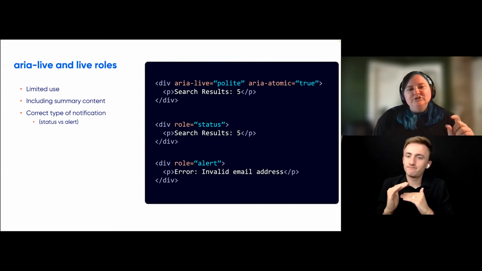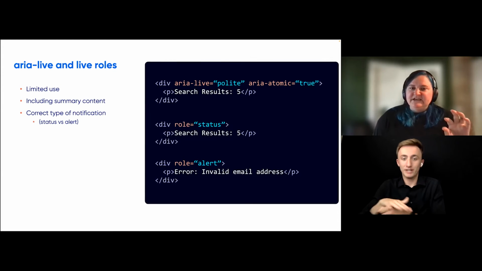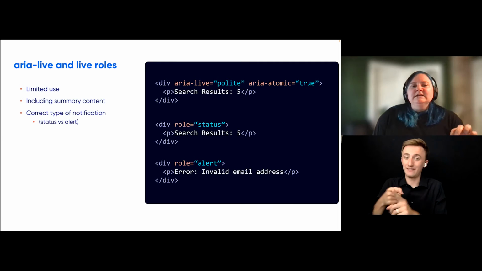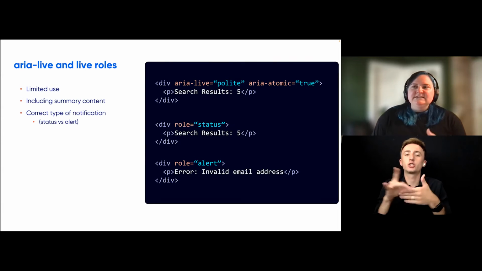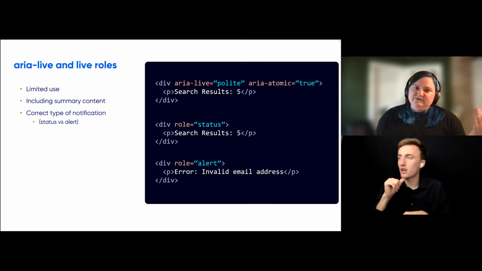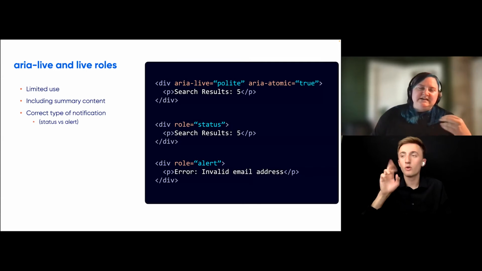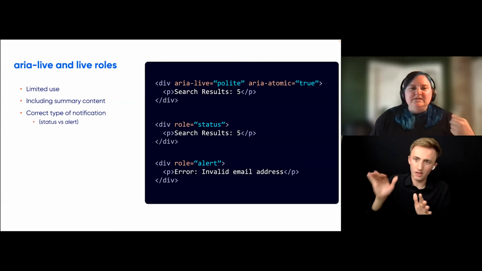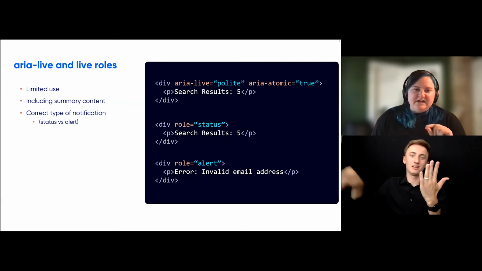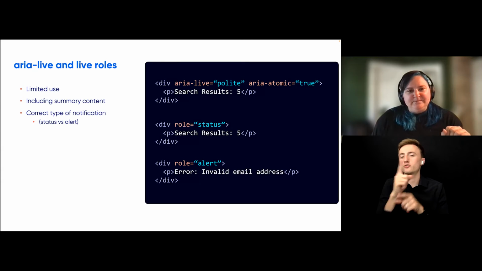We also want to make sure that that ARIA live region, so the specific region that has the live property or role on it, is summary content. It just gives you a highlight of what has changed. It does not include, for instance, the entire page of search results or the entire page that got loaded, new content that got loaded into. We do not want that entire document to be inside of a live region. Summary content. And that we are using the correct type of notification.